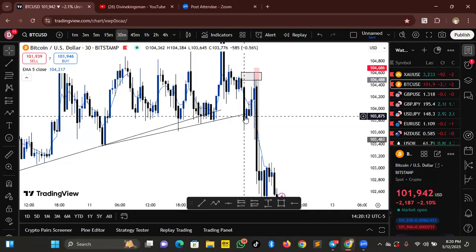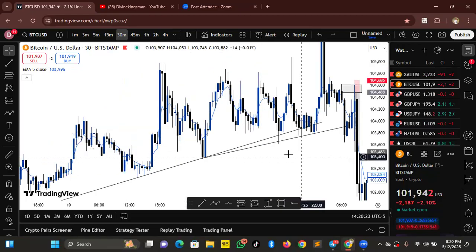So if the market didn't make a new high, there is a very high possibility for you to enter a sell to the downside. Now let me explain what this means.